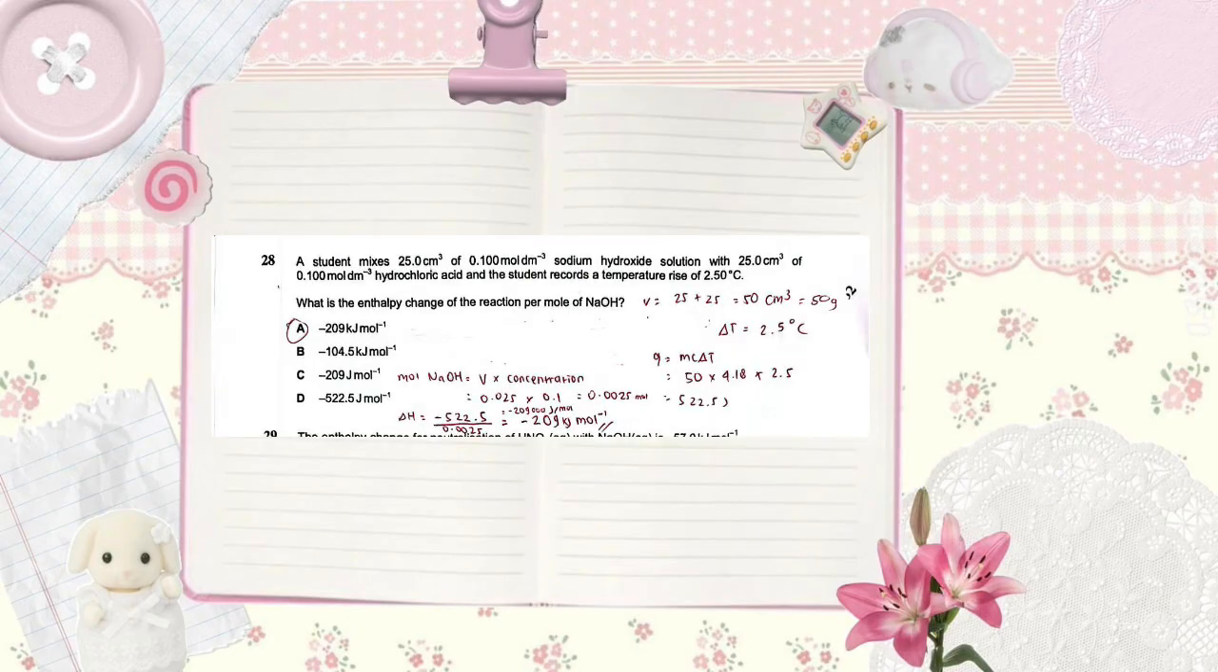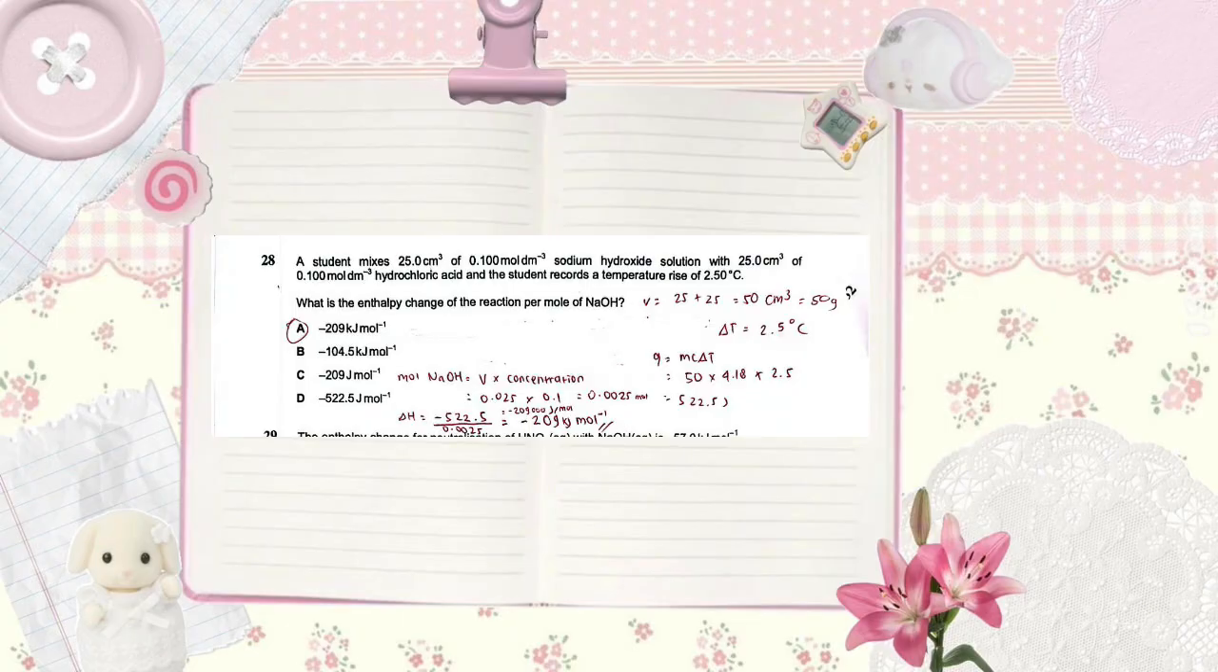For these questions, to find the enthalpy change of the reaction, first we have to know the volume. It's 25 plus 25 equals 50 centimeters cubed or 50 grams. And then the delta temperature is 2.5 degrees Celsius. So Q equals m c delta T, which is 50 times 4.18 times 2.5.